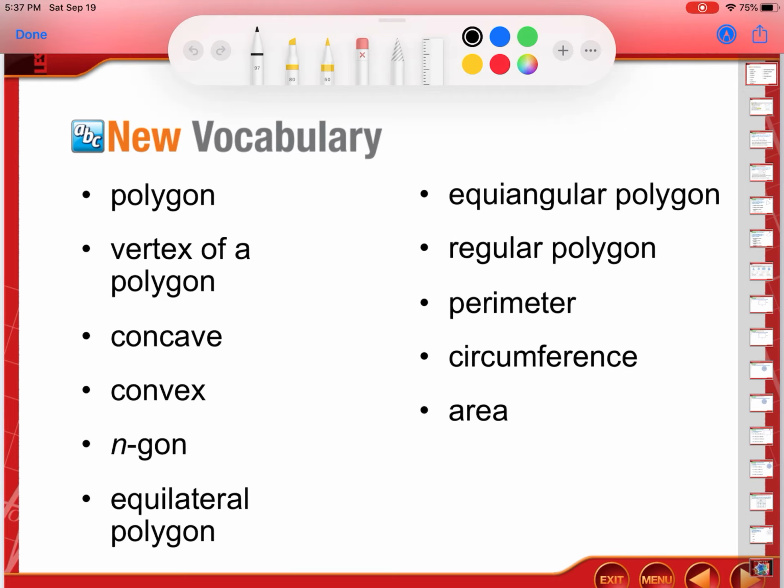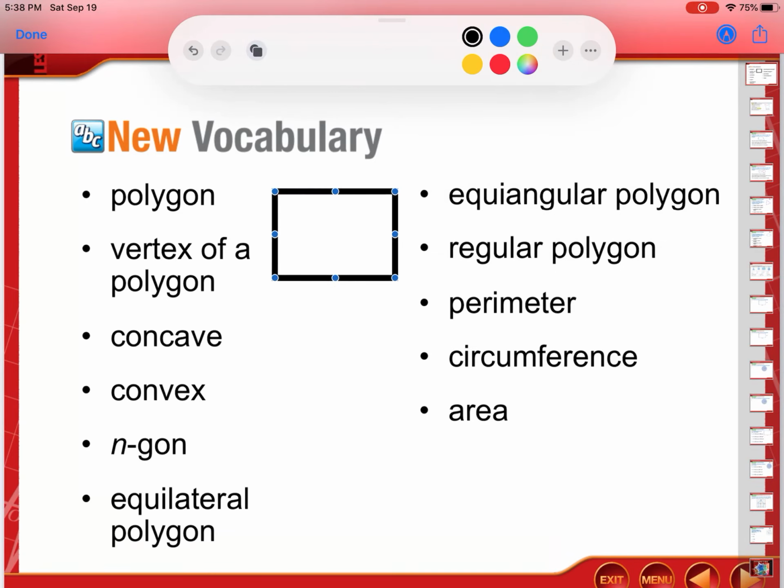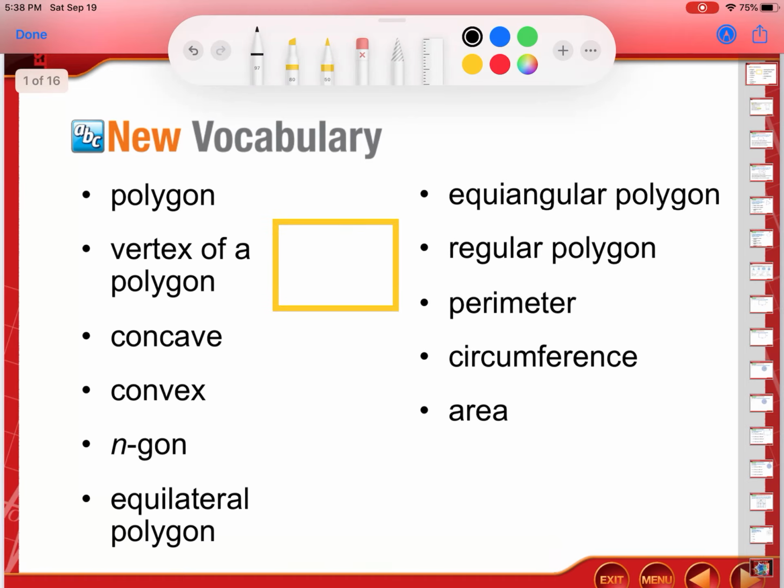An example of a polygon would be like this rectangle here. So this lovely, lovely yellow rectangle. It has straight sides that connect at these points that I'm drawing in black here. So those black points would be the vertexes of a polygon. And polygons can be either concave or convex.